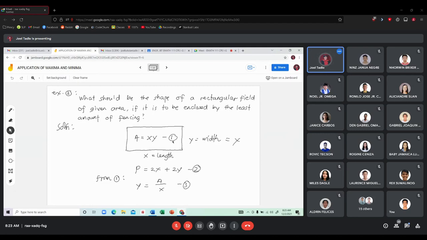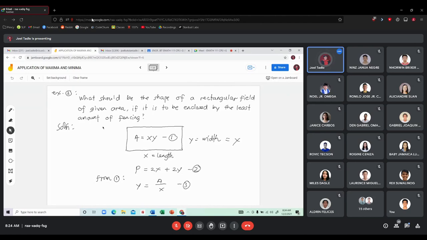Then the next equation, we measure the four sides of the rectangular field. So if we measure the four sides, we have 2x, and 2 widths, 2y. So we'll add 2x plus 2y equals the perimeter. The perimeter is the total measure of the shape, the rectangular shape. So that's our equation number 2.